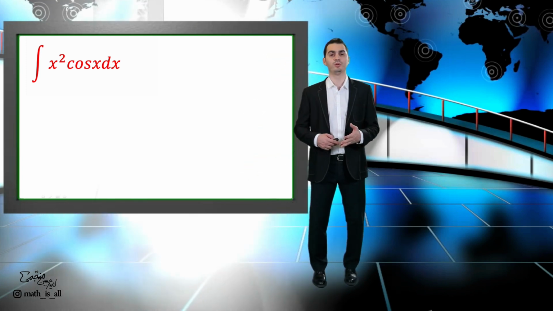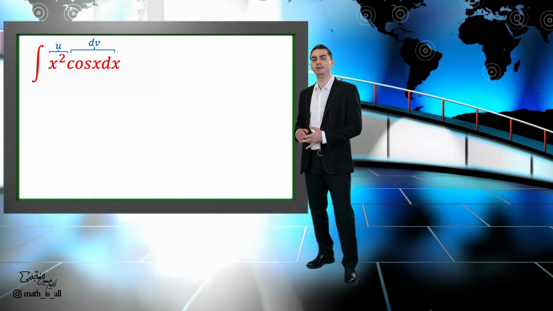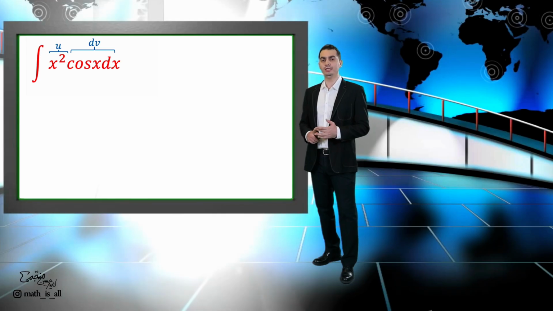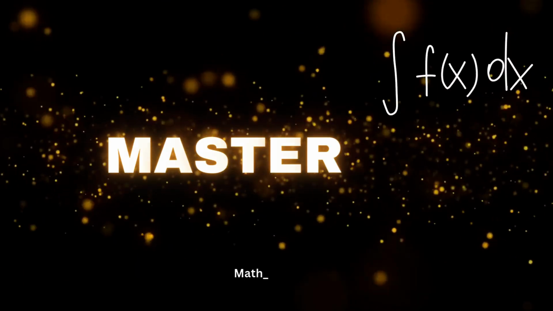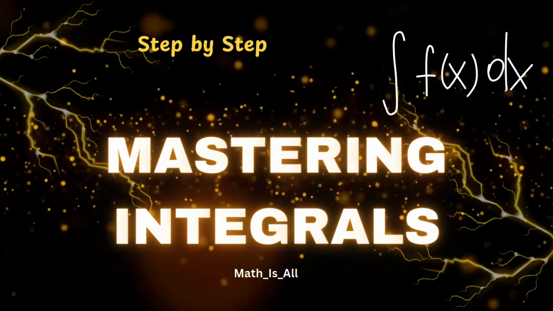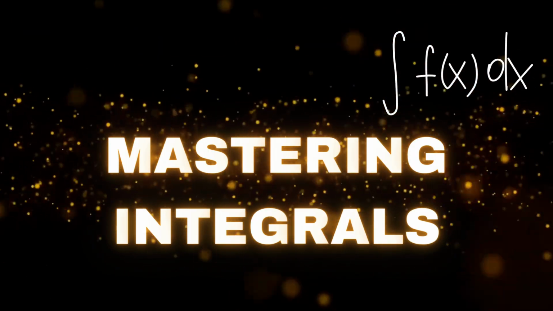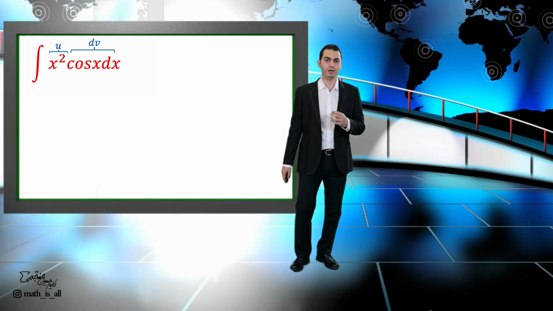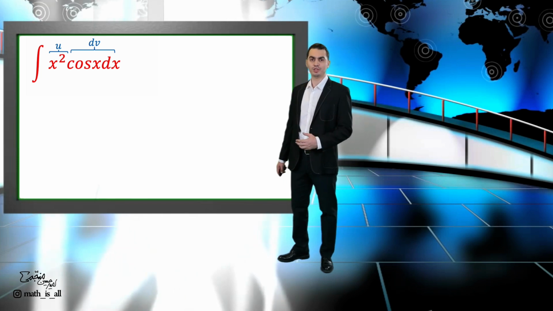Let me give you a hint. Let's agree to take x squared as u. Let dv be equal to cosine x dx. Let's start by finding the solution to the integral of x squared cosine x dx. Well, it is quite possible that you might have faced some difficulty when attempting to solve this specific problem. Let's go through the solution together.